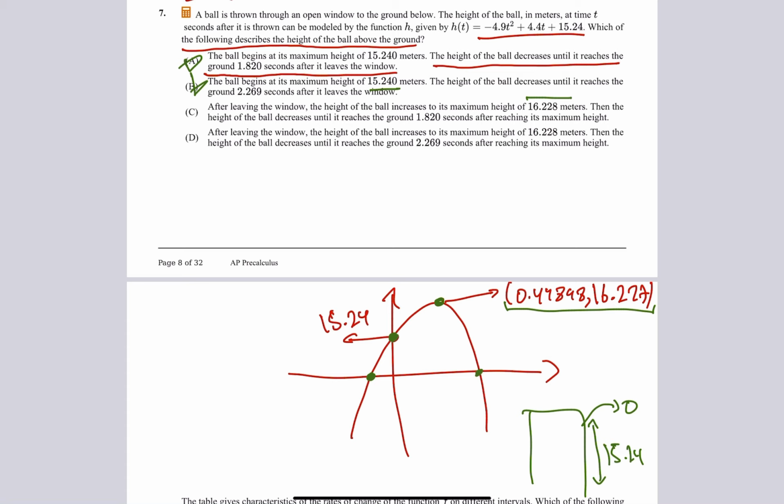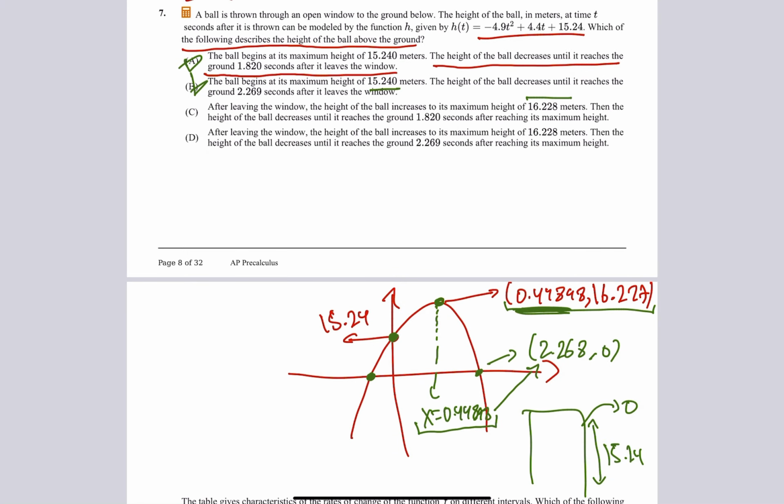Okay, then they mentioned that the ball reaches the ground 1.820 seconds after reaching its maximum height. Well, that could be the answer, or it's option D. Well, what does D mention? Well, you see this is 2.2680, and after how many seconds, at what time does the ball reach its maximum height? It's when x equals what number? 0.44898, right? When x equals 0.44898, y equals 16.227.